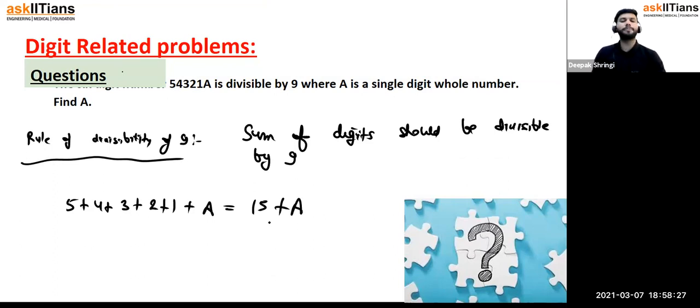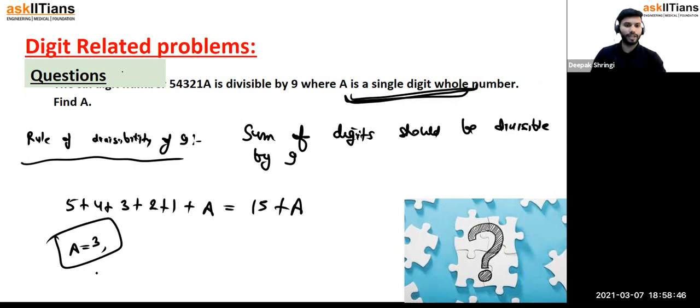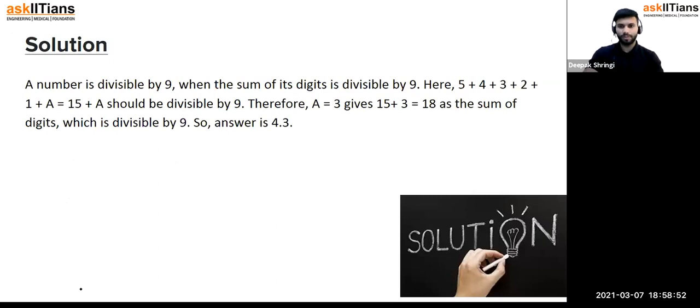15 plus a. Now 15 plus a is divisible by 9 when a can be, look, what are the multiples of 9? 9 1 are 9, 9 2 are 18. So a can be 3. The next one is 9 3 are 27. To get 27, a has to be 12. But a is a single digit whole number. That means a cannot be equal to 12. So the only value possible for a is what? 3. Very simple. Clear? Okay. The answer is 3.